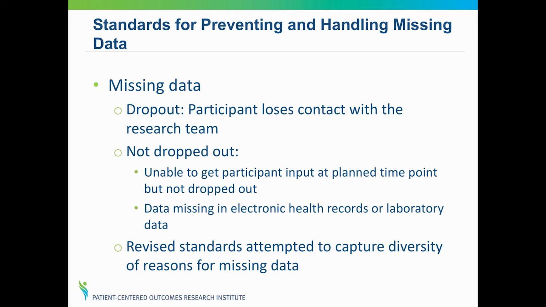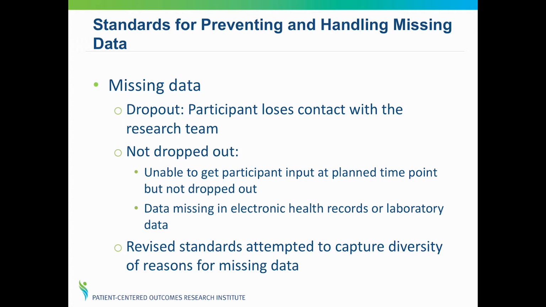But obviously, I think everyone understands that there are other ways you can have missing data. You may, for whatever reason, not be able to get input from a participant at a certain planned time point, but that person hasn't dropped out. You're able to actually get information at the next time point. Sometimes participants aren't comfortable answering some of the questions that are asked of them, and so they'll selectively choose not to answer some of the questions.